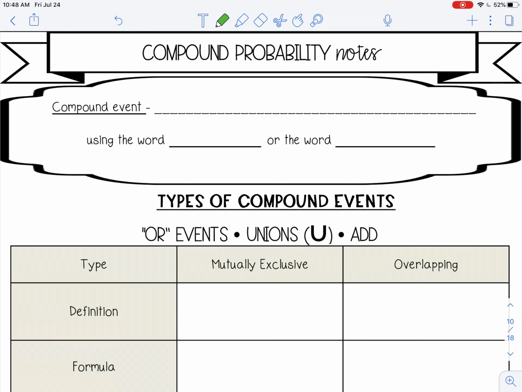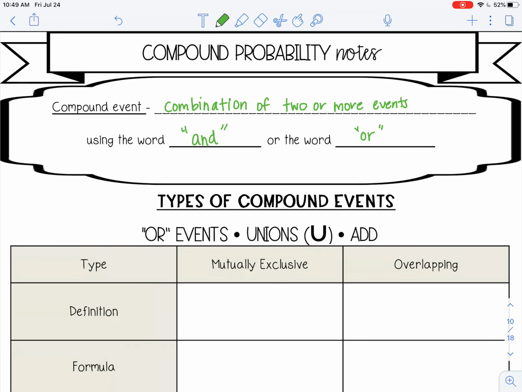Welcome to this video on compound probability. Compound probability involves compound events, which is a combination of two or more events using the word and or the word or.